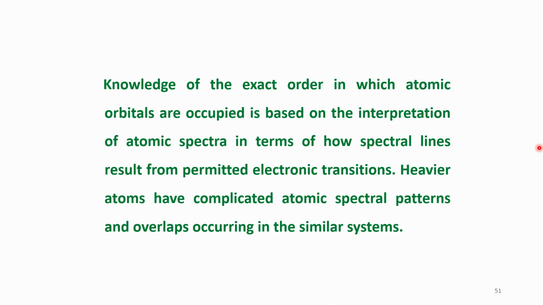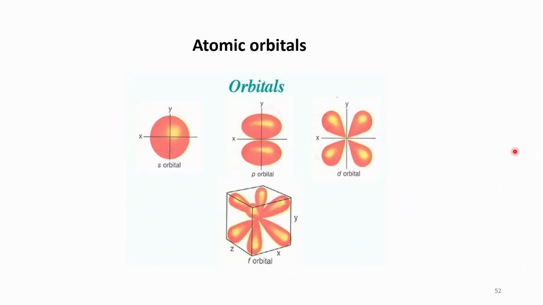So, you inspect the spectrum, and you will know how the electrons are occupying different energy levels. Heavier atoms have very complicated spectral patterns and overlaps occurring in similar systems. This is expected, is it not? Here is a small pictorial representation of the orbitals. The s orbitals are completely spherical, and p orbitals are dumbbell shaped.